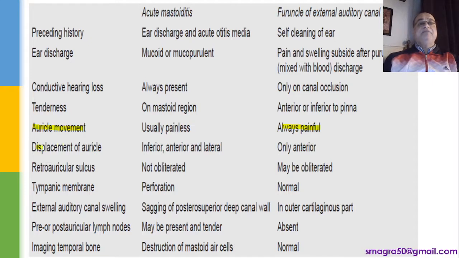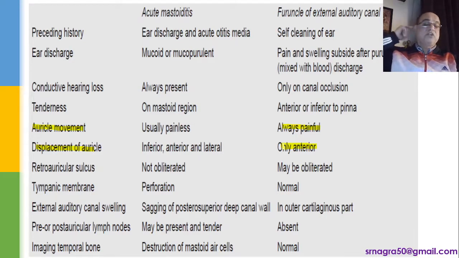Then displacement of the auricle. It is only anterior in case of furunculosis. Anterior or forward like this, because there is edema in the external acoustic canal which is obliterating the post-auricular groove or post-auricular sulcus. So the pinna is being pushed forward or anteriorly.